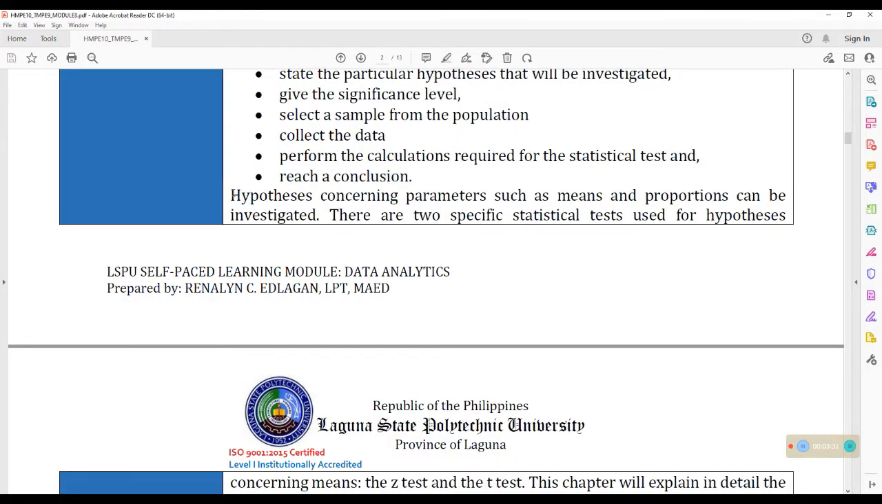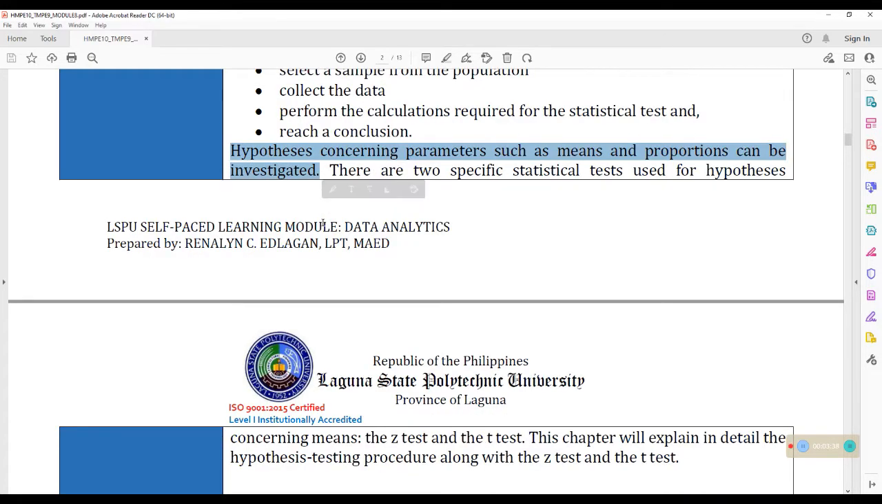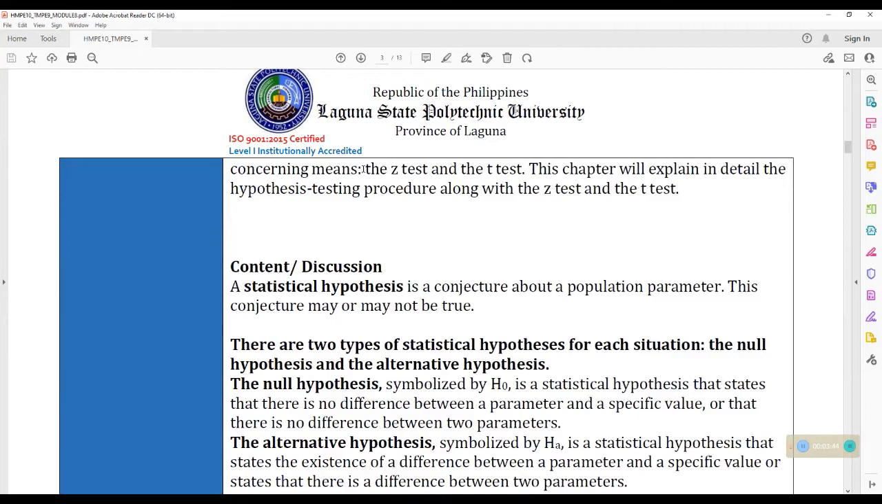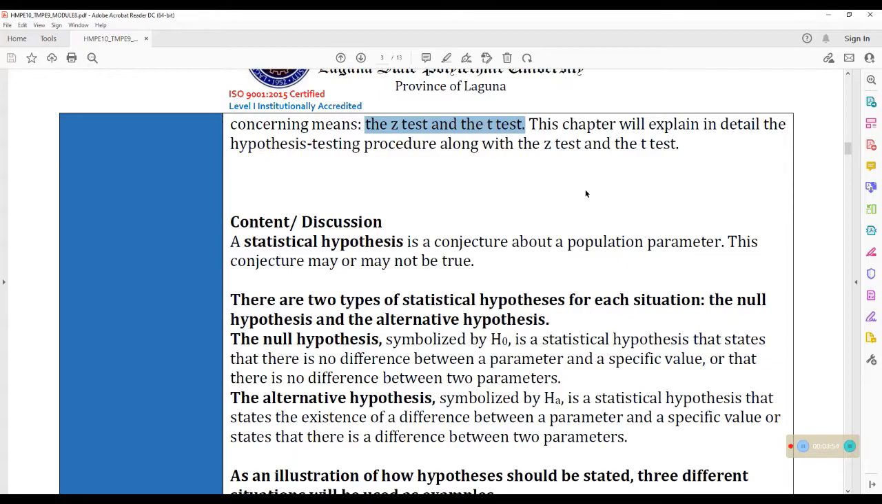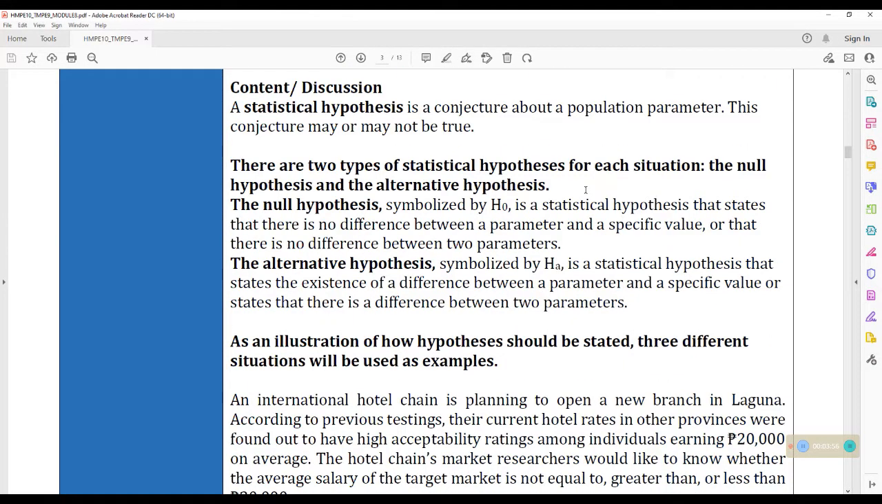Okay. Now, hypotheses concerning parameters such as means and proportions can be investigated. There are two specific statistical tests used for hypotheses concerning means. So, we have what we call the z-test and the t-test. This chapter will explain in detail the hypothesis testing procedure along with the z-test and the t-test. Now, punta na tayo dito sa discussion.